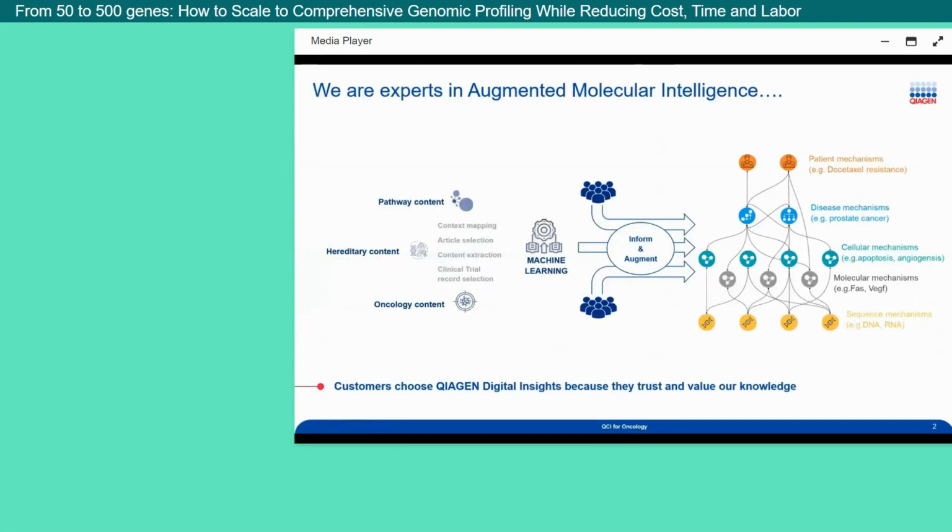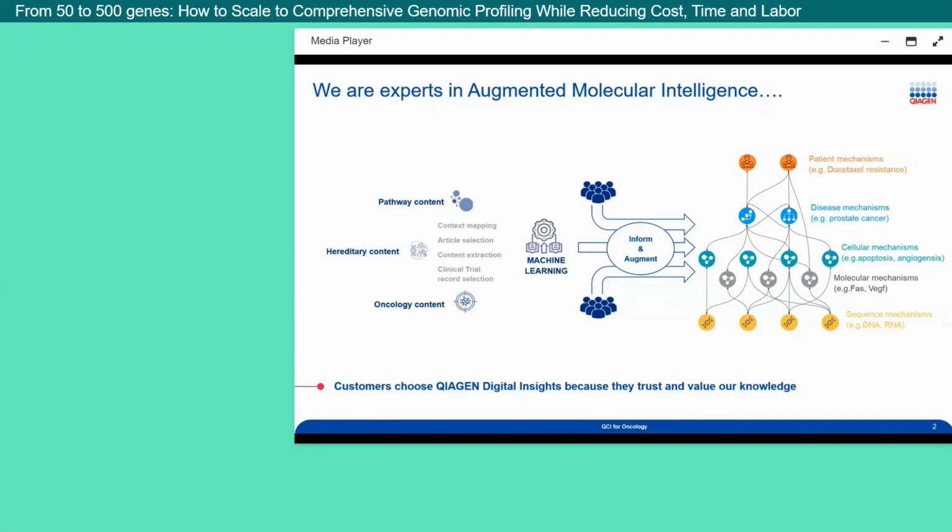QIAGEN is the leading provider of genomic and clinical knowledge for scientists and clinicians using augmented molecular intelligence. What that means is that Ph.D. scientists, engineers, and ontologists blend artificial intelligence methods and human intelligence to curate the world's largest and trusted source of molecular knowledge, the QIAGEN knowledge base.